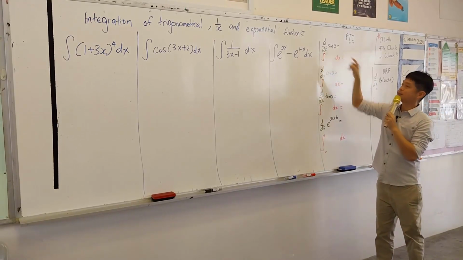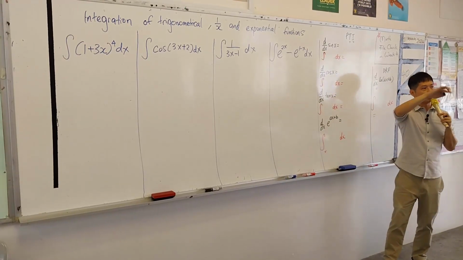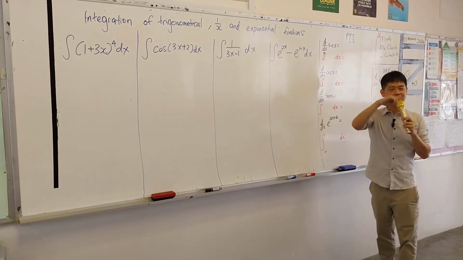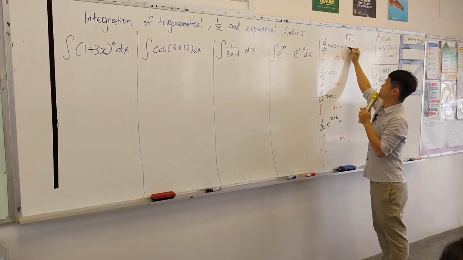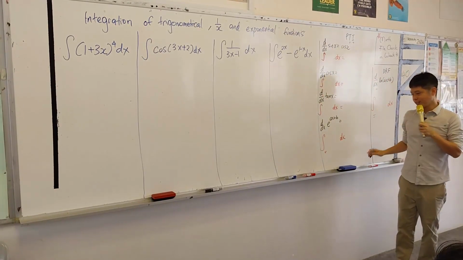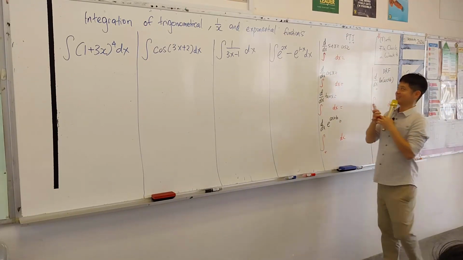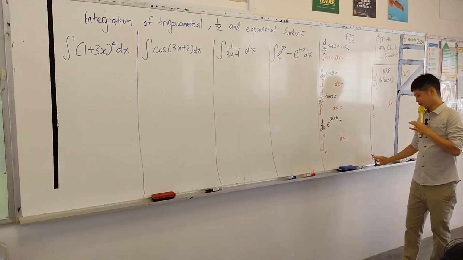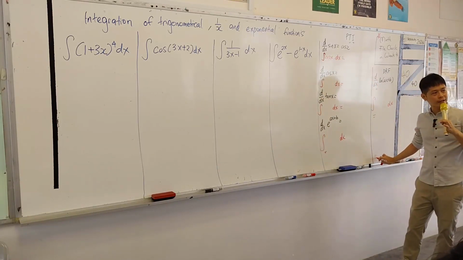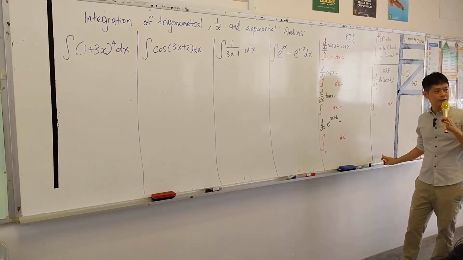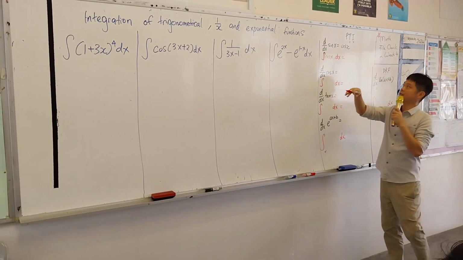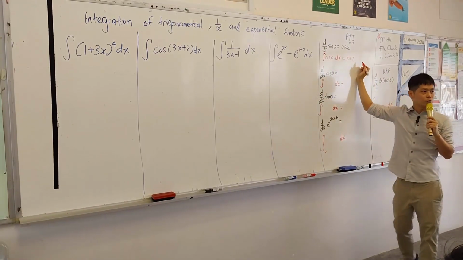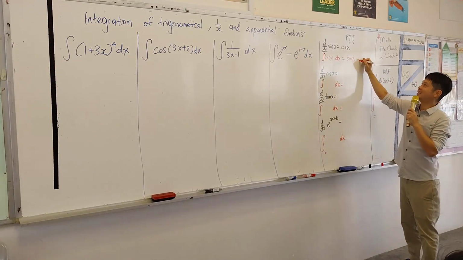So if I want to differentiate sine x, what will I get? Sine becomes cosine, so cosine x. So when I integrate cosine x, the question is actually, how did I get cosine x? I got it from sine x, right? When I differentiate sine x, I get cosine x. So when I integrate cosine x, I should get back sine x. What is wrong here? Plus c.